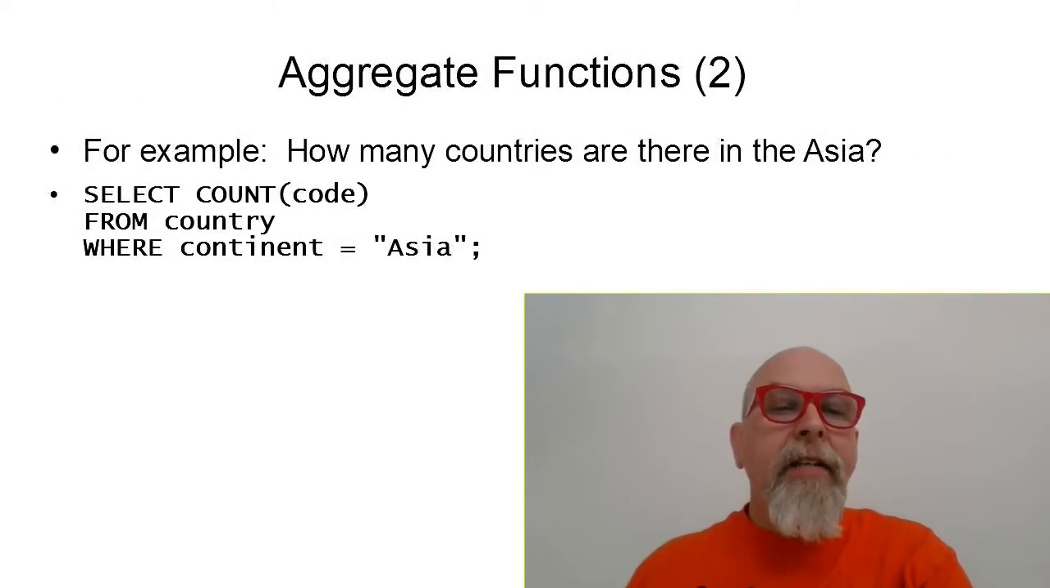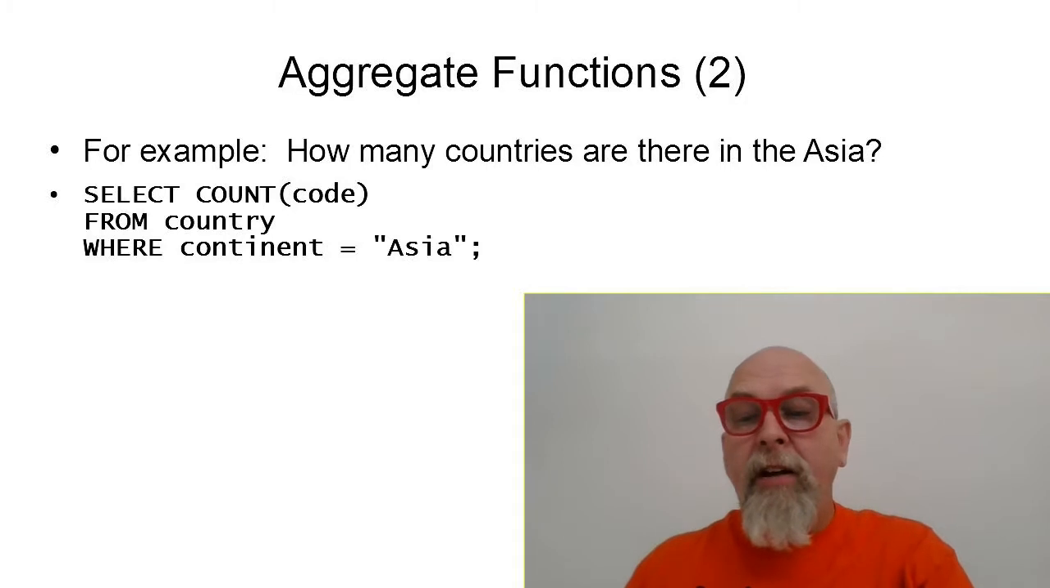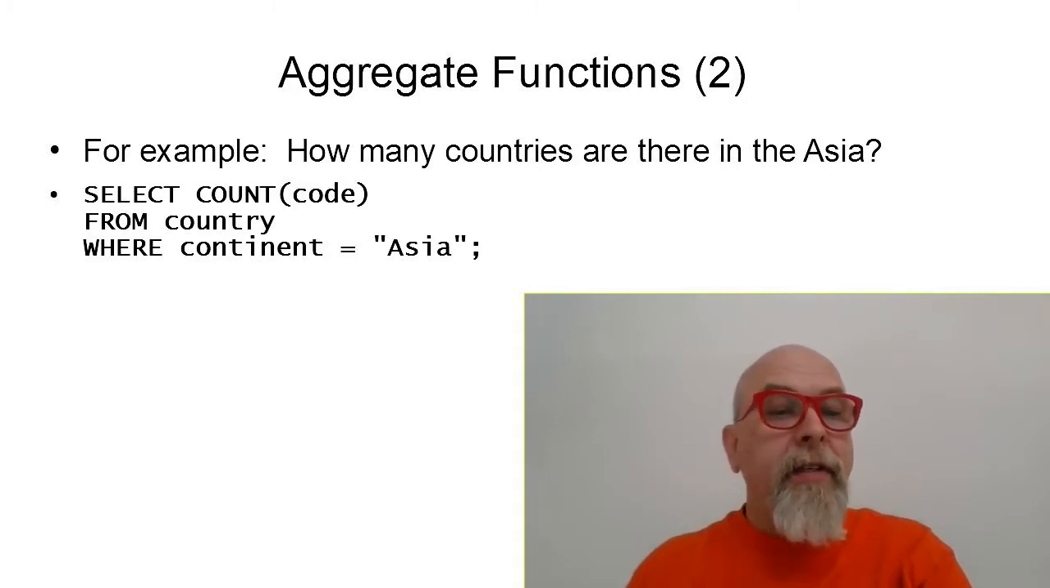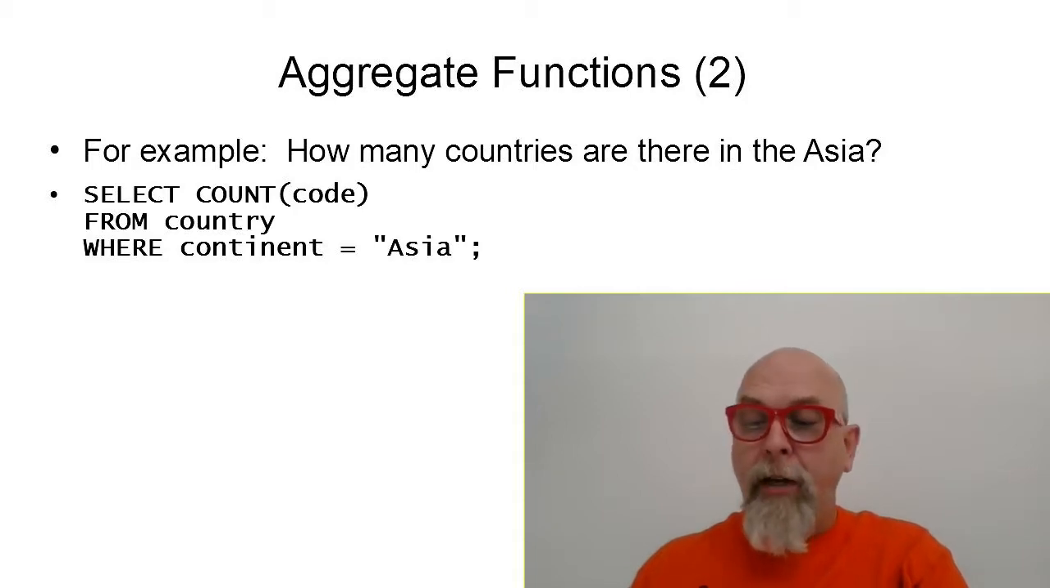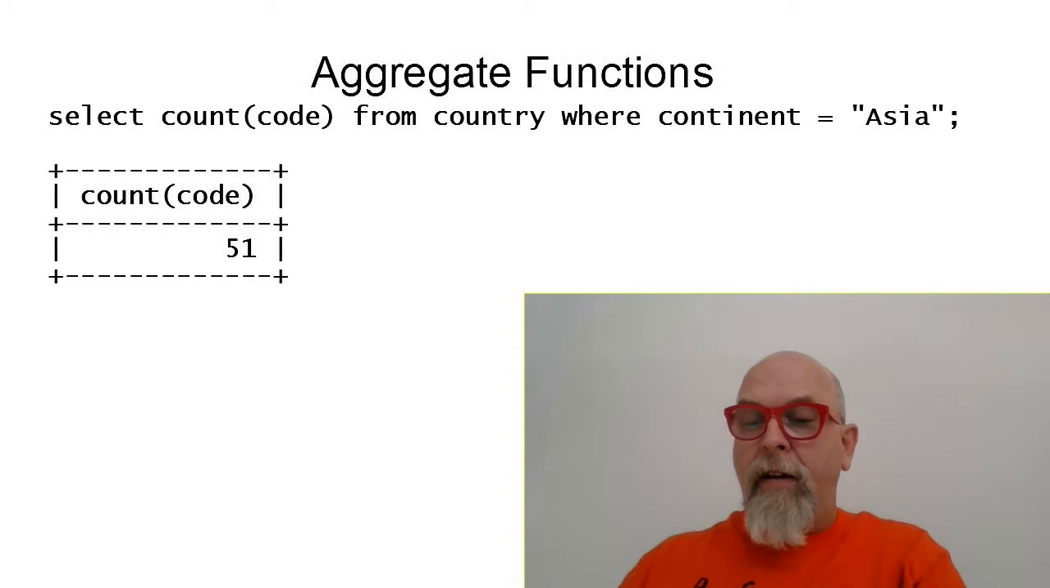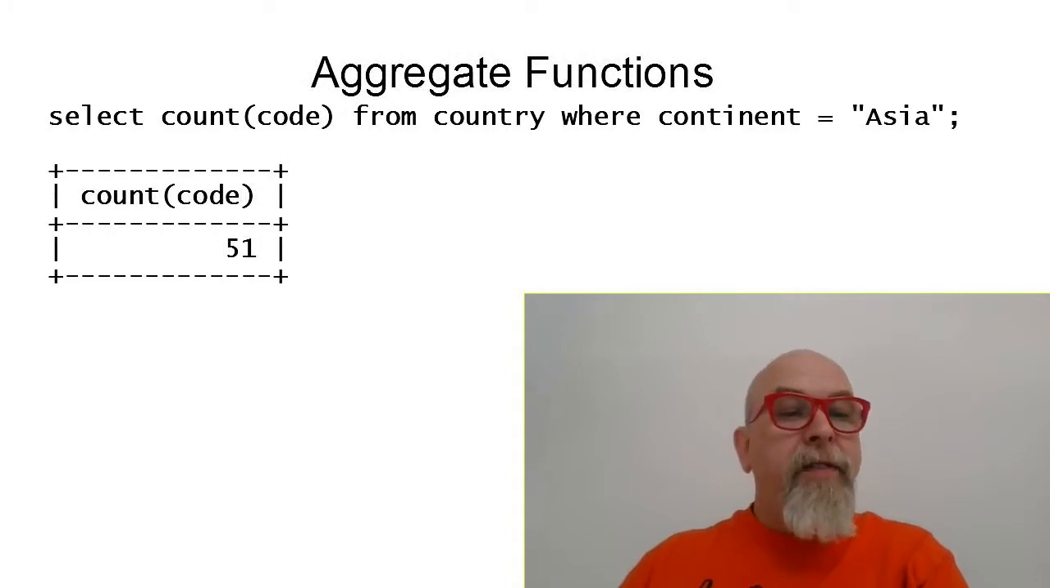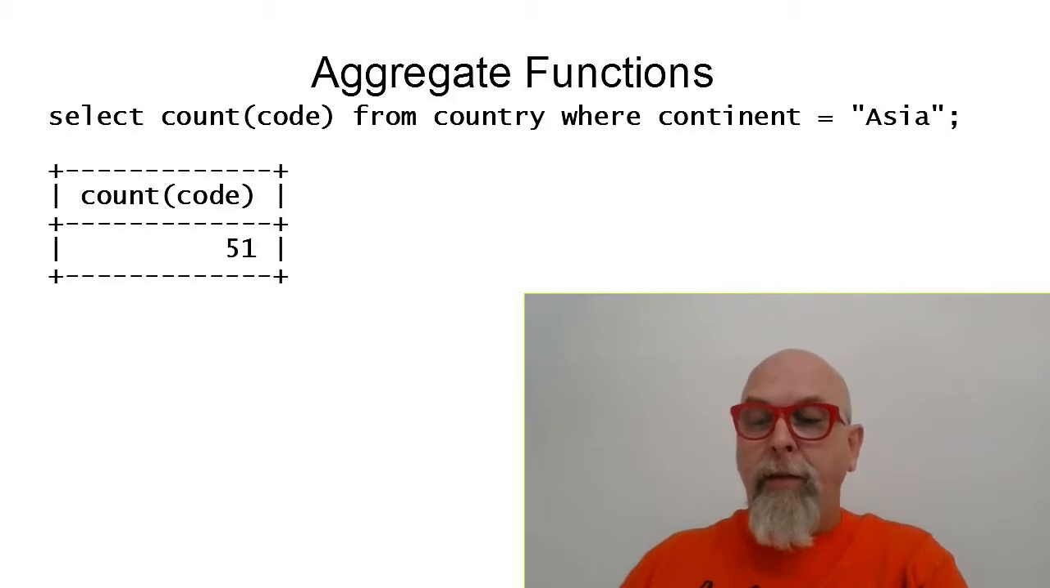Here's a second example of an aggregate function being used. For instance, how many countries are there in the Asian continent? And you can see that we select count code. Code is the country code, or the primary key, from country, where continent equals Asia. Let's see what that looks like in the next slide. And you can see there are 51 countries in Asia in this database that we're using.